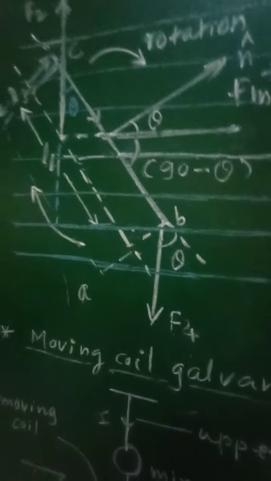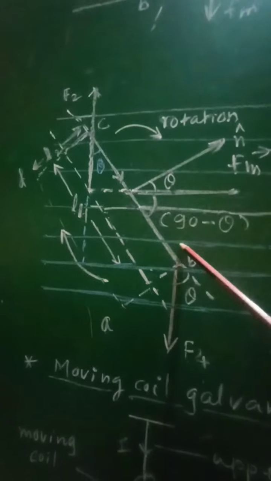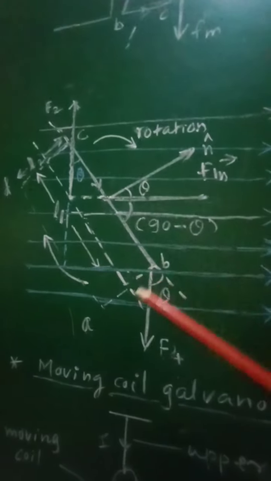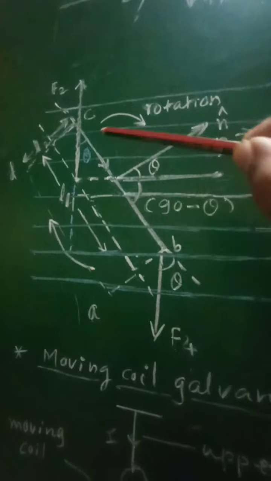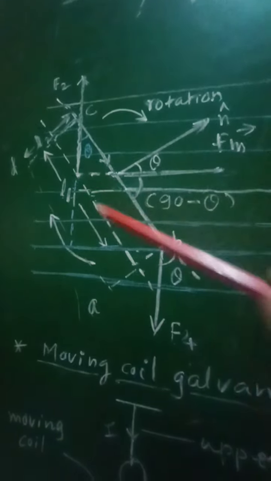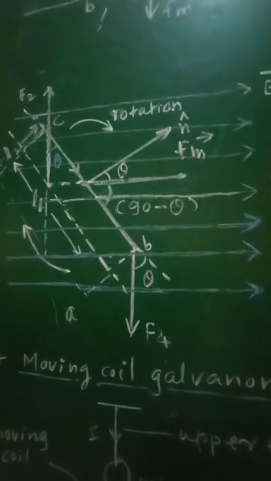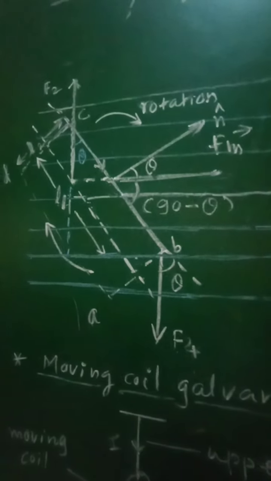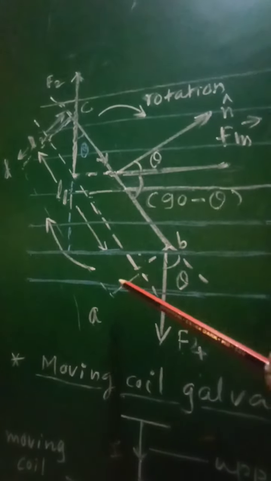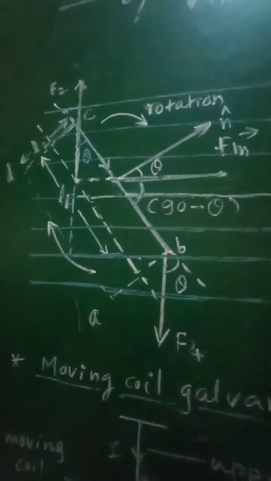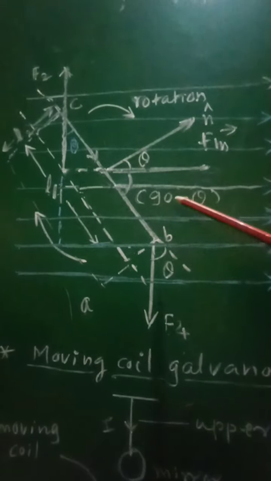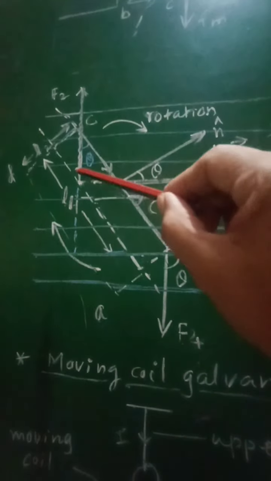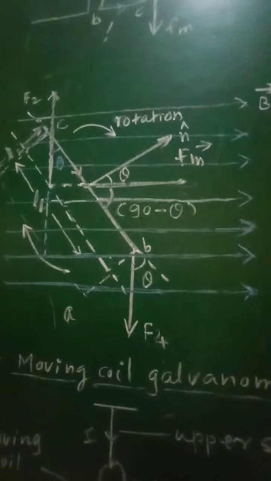And therefore in this case, if you consider ABCD as the rectangular loop, when that loop is placed vertically, the sides AB and CD will be parallel to the direction of magnetic field, and the sides BC and AD will be perpendicular to the direction of magnetic field. Hence the force acting on the parallel sides, that is AB and CD, will be equal to 0, but the sides BC and AD will be acted upon by the forces.